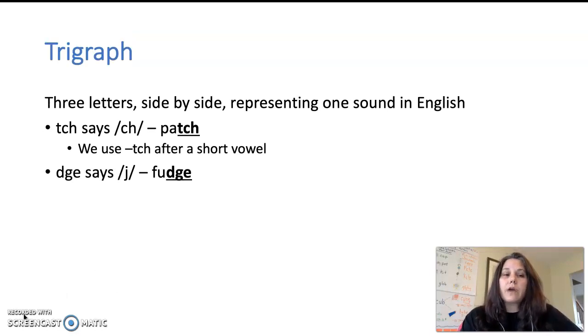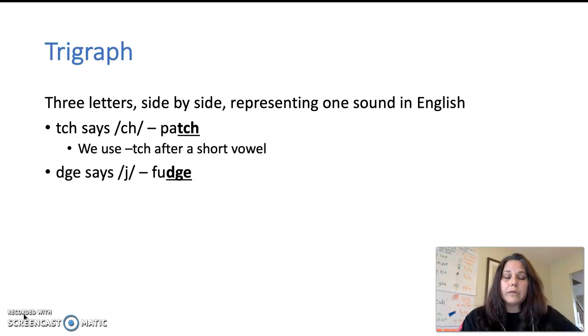There are only 2 trigraphs in the English language. Trigraphs, from the prefix tri, meaning 3, represent 3 letters that sit side by side and they represent one speech sound. TCH says the sound ch, as in patch. We use the TCH spelling pattern after a short vowel.